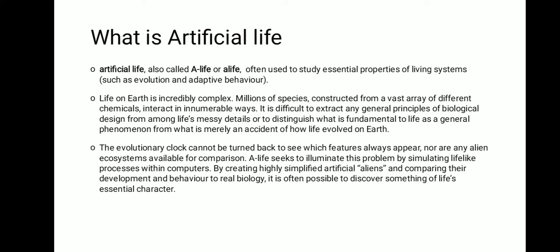Artificial life is also called A-Life. It is often used to study the essential properties of living systems. Life on Earth is incredibly complex, with millions of species constructed from a vast array of different chemicals interacting in innumerable ways. It is difficult to extract any general principles of biological design from among life's messy details, or to distinguish what is fundamental to life as a general phenomenon from what is a mere accident of how life evolved on Earth.